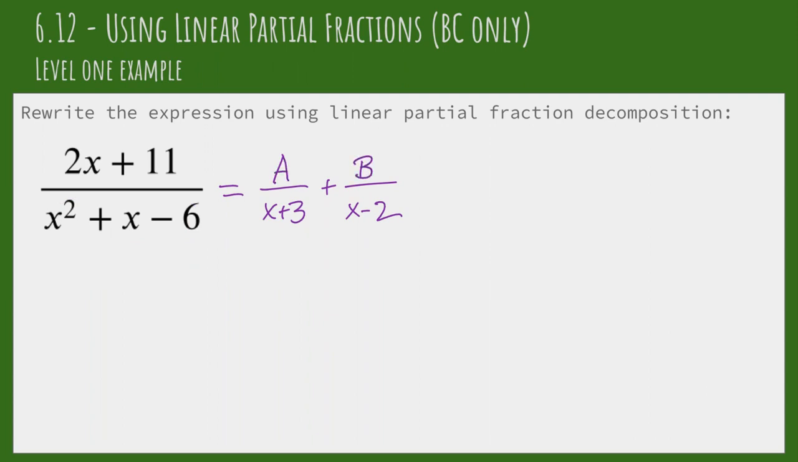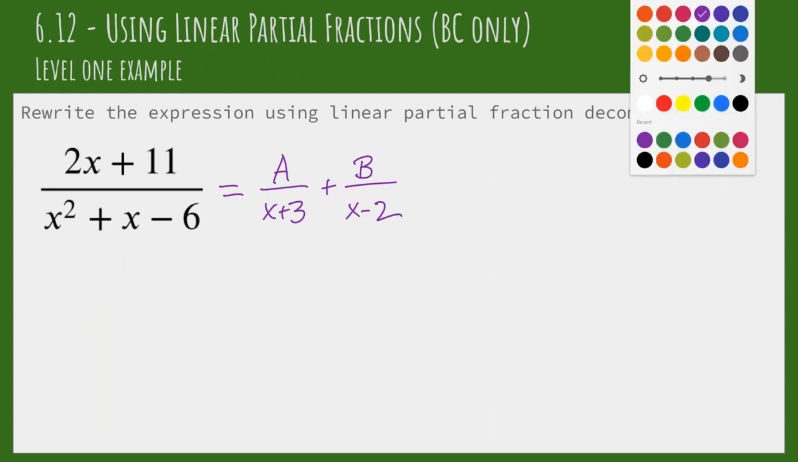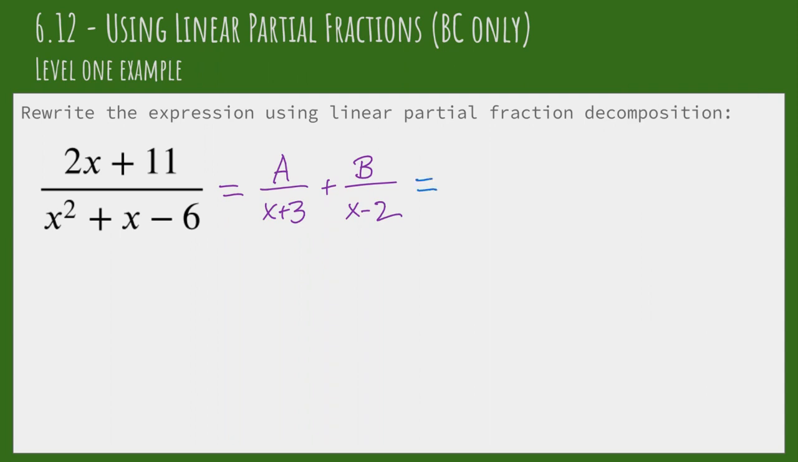You can use really any variable you want besides x because x is already being used here. Typically with these problems, we'll use a capital letter. And the idea then is we want to figure out what a and b are. In order to do that, we are going to get a common denominator. That common denominator is going to be x plus 3 times x minus 2. So we have to multiply the first term by x minus 2, and we're going to have x plus 3 times x minus 2 in the denominator. And then the second term, we're going to be multiplying by x plus 3 over x plus 3.